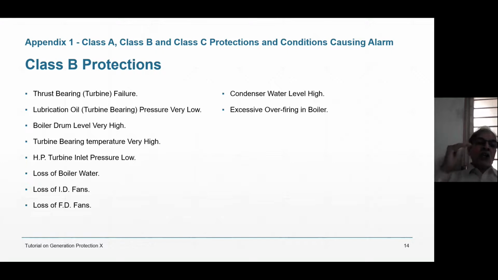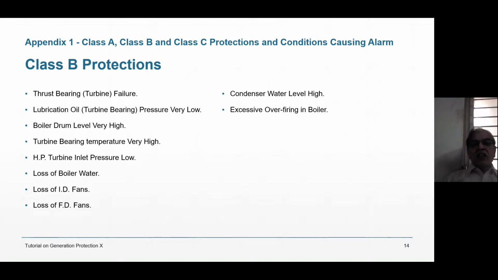You will see boiler drum water level very high. If it is very high, then the steam at the top will have more water droplets, and those water droplets will go to the turbine, and turbine blades will be damaged. So boiler drum level should be exactly halfway. It is a cylindrical drum, and the lower half is water, the upper half is steam.